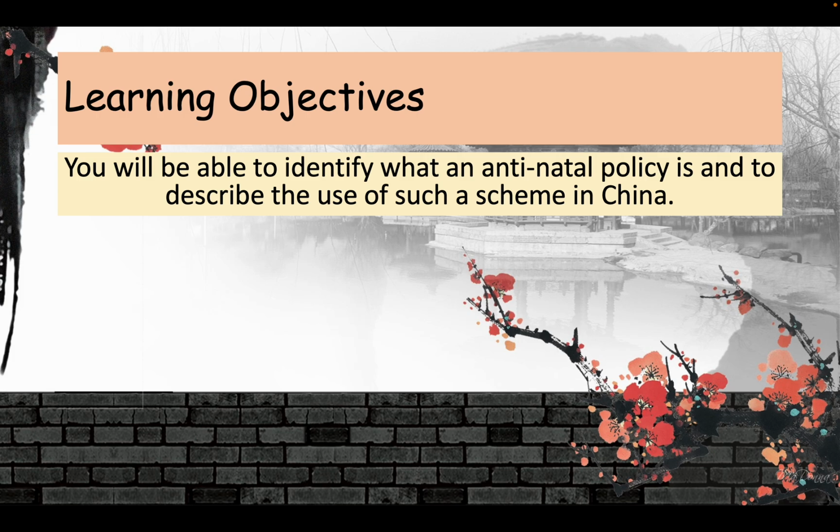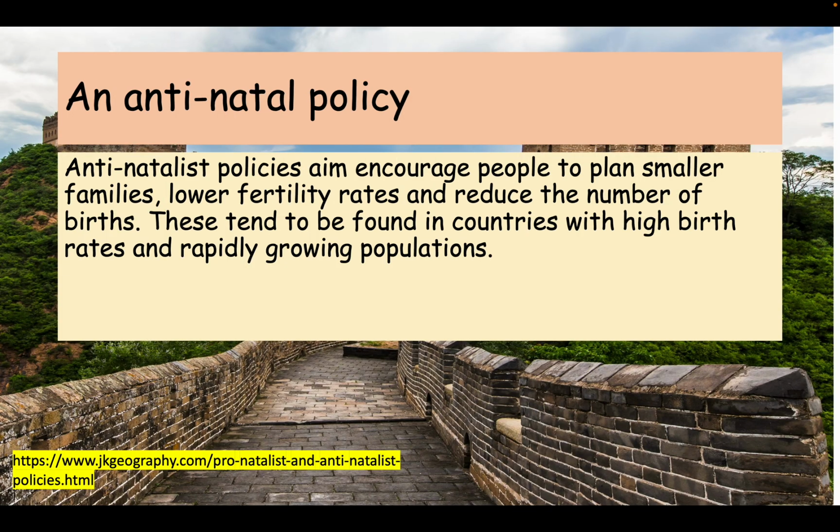The learning objective today: hopefully you will be able to identify firstly what an antenatal policy is and describe this example of the one-child policy in China. So firstly, what is an antenatal policy? Well, these are policies imposed by a government aimed at reducing the fertility rate or birth rate of a country.